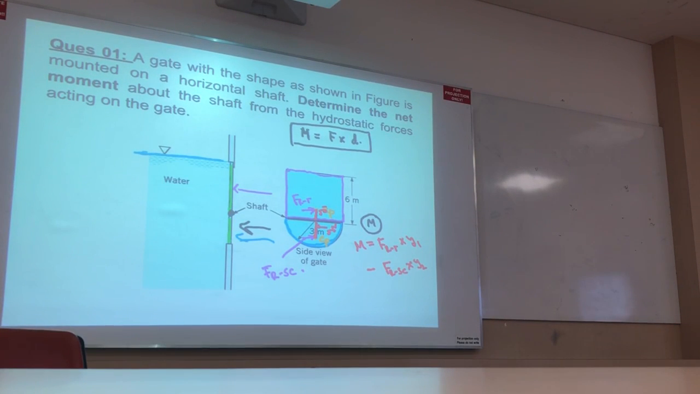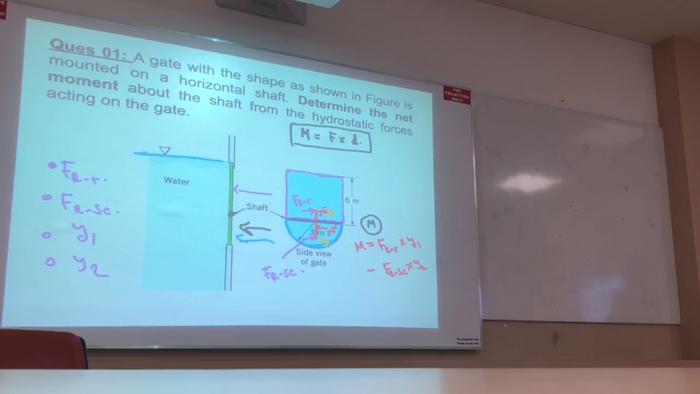Now I am going to find the values. Which ones are needed? Number 1, the hydrostatic force for the rectangular shape. Number 2, the hydrostatic force for the semicircular shape. Number 3 is y1. Number 4 is y2, right? Then the problem is solved. So now the question is how?